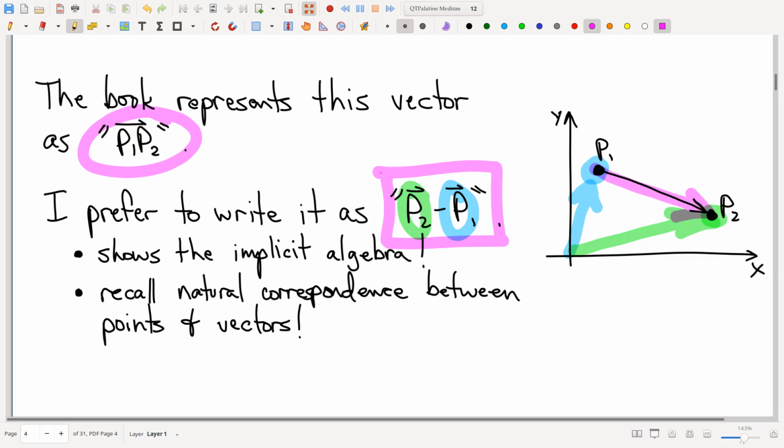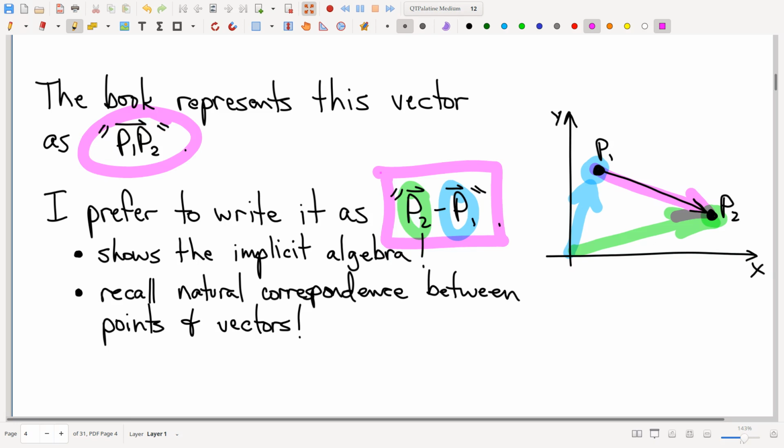So let's look at our two options then. For representing that purple vector, should I write it as this, or should I write it like that? And at the cost of an entire extra stroke of the pen here, you get something really valuable. And that is you get to see the algebra. Algebra is good. Algebra is our friend. Algebra is how we solve problems. We like algebra, right? Don't hide the algebra.